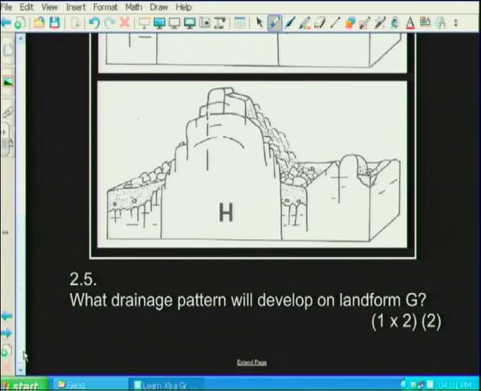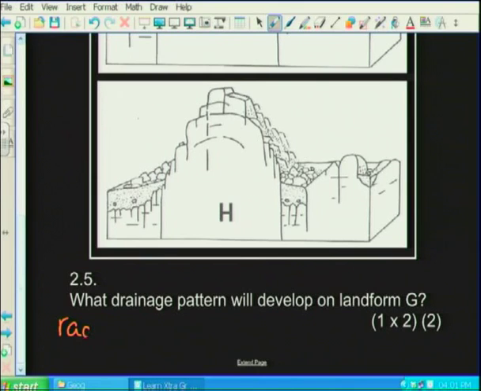Okay, 2.5. It says, what drainage pattern will develop on landform G? We mentioned earlier that landform G is our dome-shaped feature, and I said to you when we were explaining the theory that it's very important to remember your fluvial geomorphology when you look at your structural landforms. The type of drainage that will develop is what's referred to as radial drainage pattern. Okay, and it's literally, if that's your dome-shaped feature and it rains above it, the rain is going to run down the various sides of that specific feature, creating that radial flow.